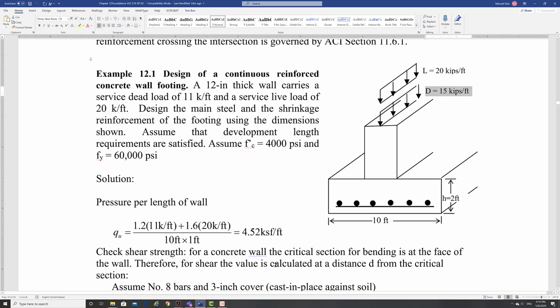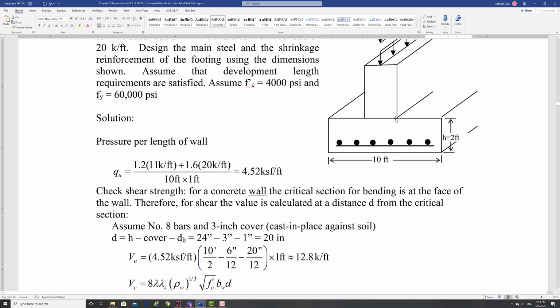Critical section at the face, so we're going to do that. We need to find a D value. D will be H minus the cover minus D sub B. There are no stirrups. So 24 inches, that's 2 feet. Cover for footings, exposed to dirt, cast probably on top of that dirt, so 3 inches of cover, and 1 inch for your bars.